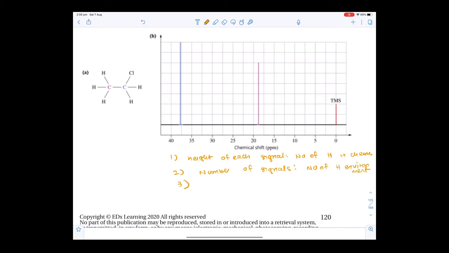And three, can anyone tell me what three would be? Give you a hint. Maybe the position of the signals. Yeah, good. Location of signals. And what does that tell you, Nielsen? It tells you how shielded it is. Yeah, okay. Shielding of each hydrogen environment.